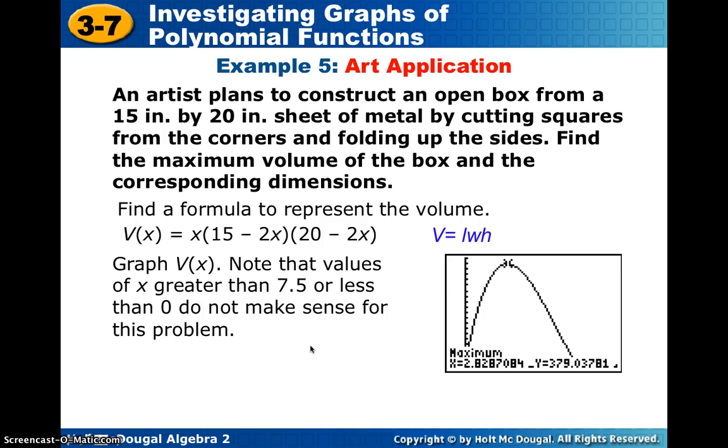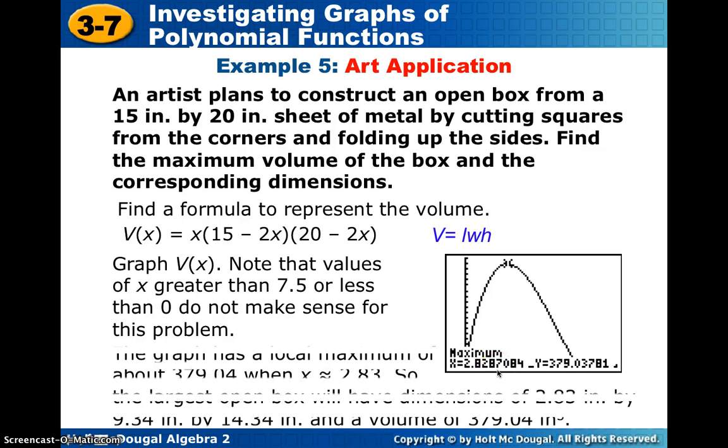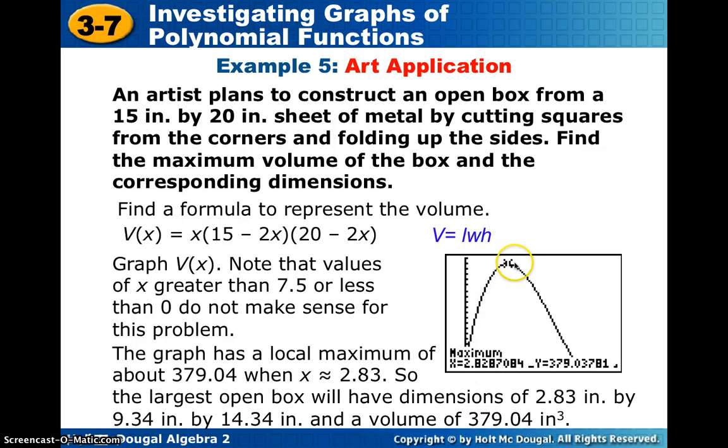So when we graph it, we can find the maximum using that second calc again, and the graph has a local maximum of 379.04 when x is 2.3. So the largest box will have dimensions of 2.83 inches, and then 15 minus that and 20 minus that for that total volume. So great.